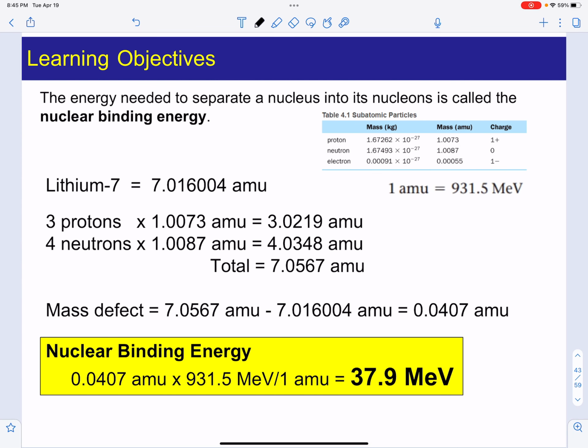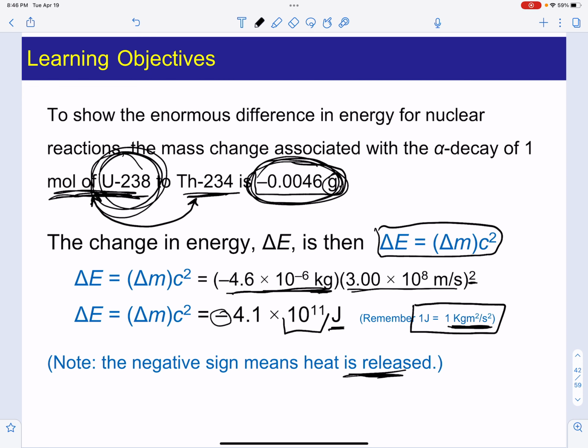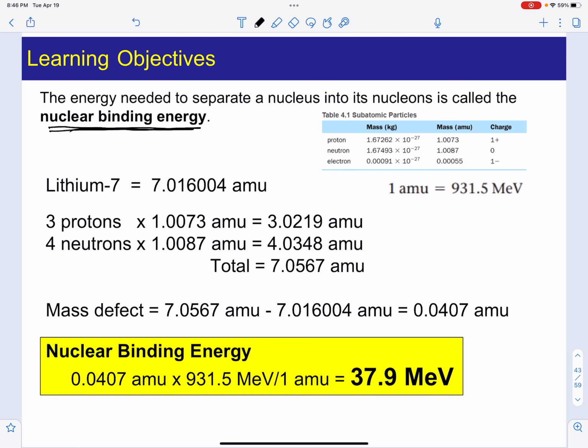There's another type of energy that we can calculate with the mass defect, and this is called the nuclear binding energy. The one that we saw first is the energy that is released during a transmutation. But we can talk about, can you measure exactly the energy that is holding the nucleus together? So let's do an example with lithium.